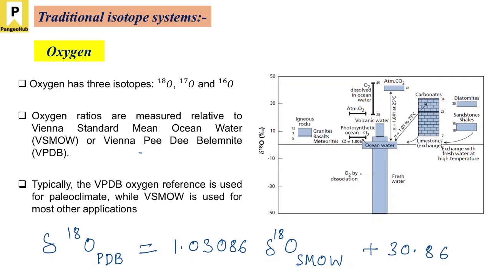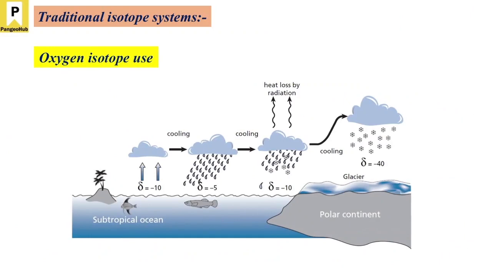Now let's see the principal use of oxygen isotope. Though there are various, let's discuss this one because this is very important. Oxygen has two isotopes. We know this. There is 18O and there is 16O. This 18O is relatively heavier than this 16O.